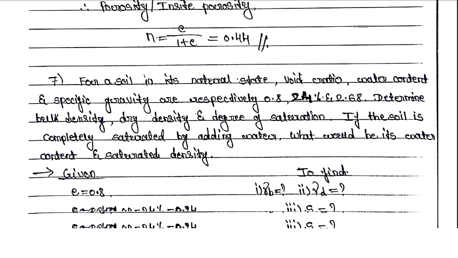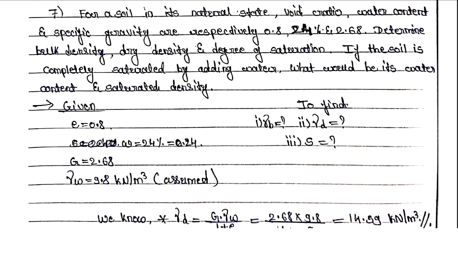Okay, so we are going to move to the next problem. Let us read it. For a soil in its natural state, the void ratio, water content and specific gravity are respectively given. The void ratio is 0.8, the water content is 24%, and the specific gravity is 2.68. Determine the bulk density, dry density and degree of saturation.